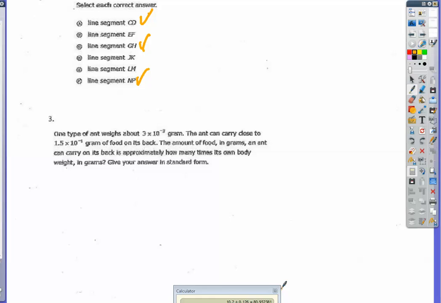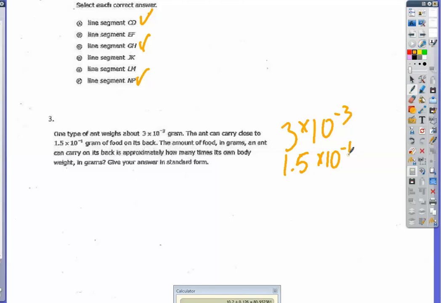Okay. All right. So it says one type of ant weighs 3 times 10 to the negative 3 grams, and it can carry on its back something that weighs 1.5 times 10 to the negative 1st gram. Which one's bigger? The second one, the weight it can carry. That's kind of amazing. I mean, I like to lift, but I'm not sure I can lift this much times my body weight. It's a lot. But how much? How many more times? That is the question.